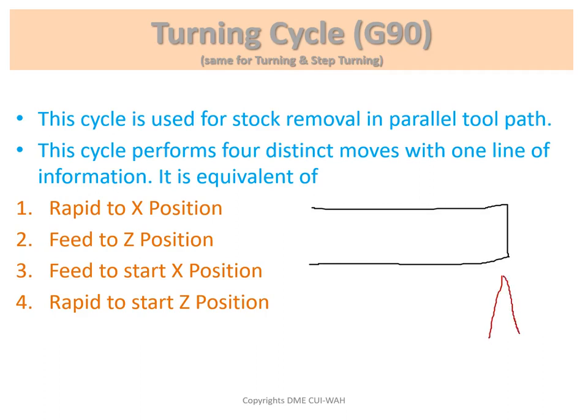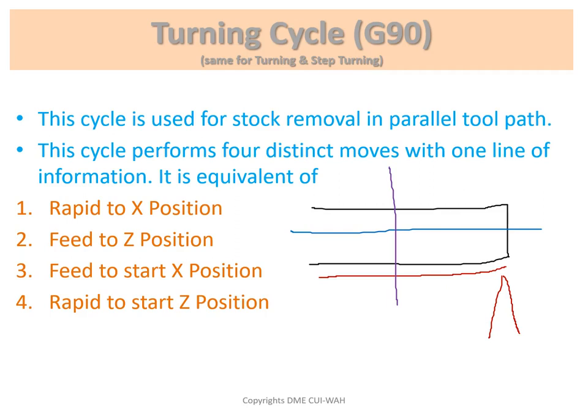Now parallel tool path means for reducing the diameter, your tool will move in this direction along the Z axis. Remember the axis I have drawn. This one was your Z axis and this one was your X axis. Now what will happen with the help of using the G90 command?